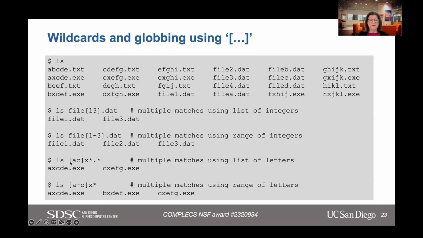Or left bracket AC, right bracket X star dot star, multiple matches using this list of 2 letters. So AXCD, there's an A and a C, and there's an X. So we're getting any combination. CXEFG, same thing, beginning with C and X, and then anything after that. And then A through C, we get A, C, B, XD, C, XE. So you can play with these to pull out the kinds of information that you want.